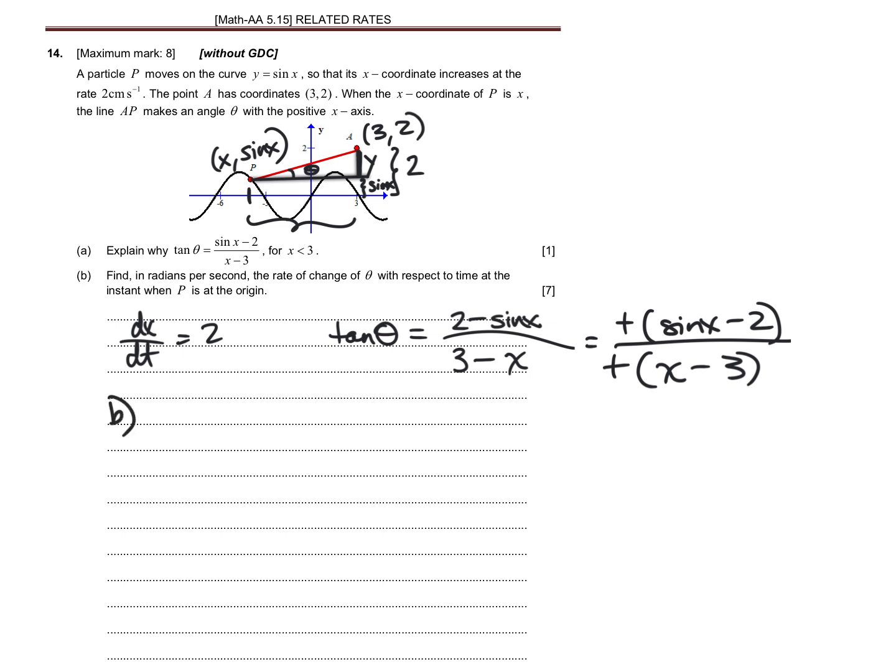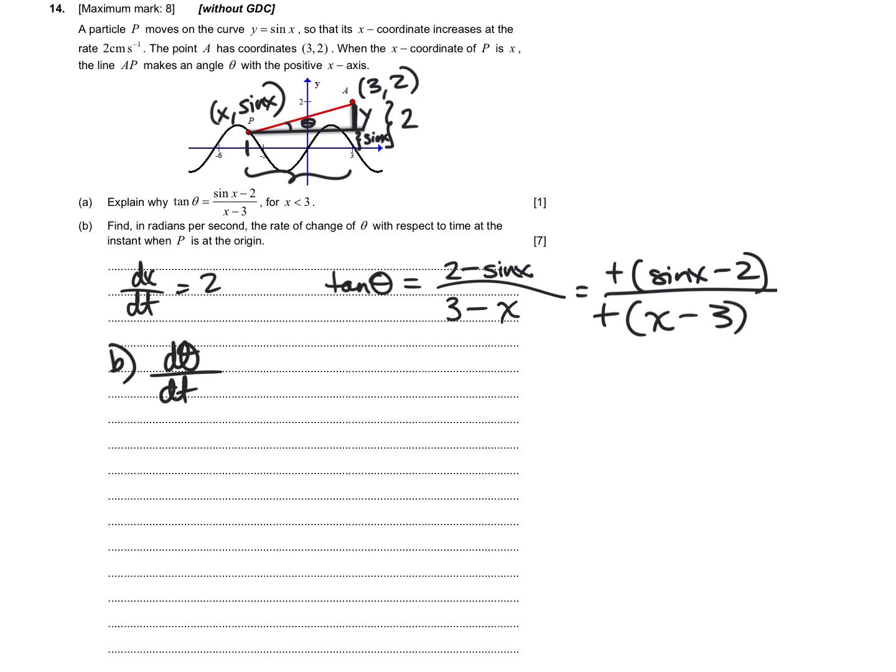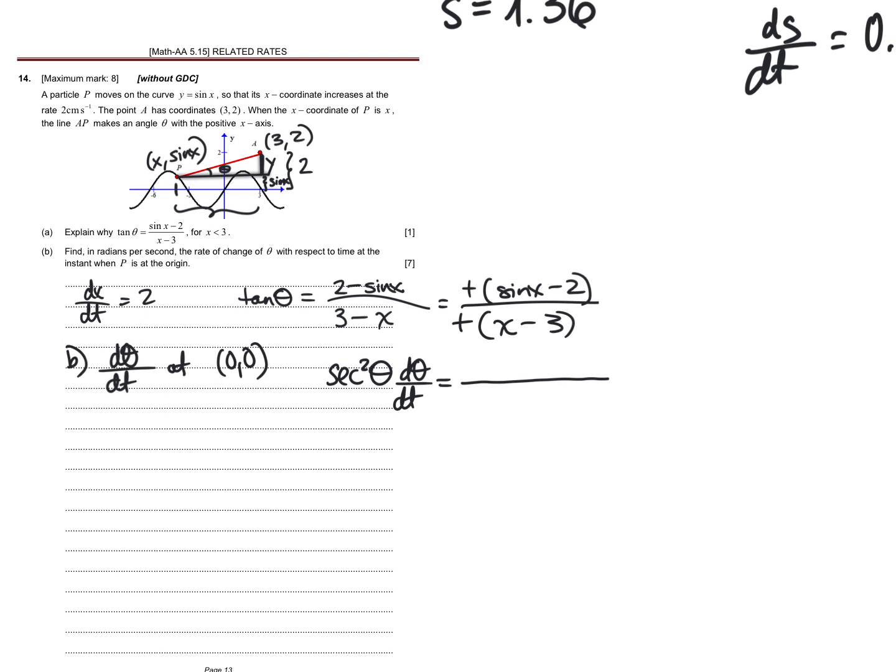All right, so for B, find in radians per second the rate of change of theta with respect to time at the instant when P is at the origin. So we want d theta/dt at (0, 0). So we have tangent theta, so the derivative of tangent theta is secant squared theta, d theta/dt, equals, so now we need quotient rule. So we're going to have (x minus 3) squared on the bottom and start with x minus 3 up top. And then we have times the derivative of u, which is going to be cosine x, and then dx/dt. And then minus u times the derivative of v, which is dx/dt.